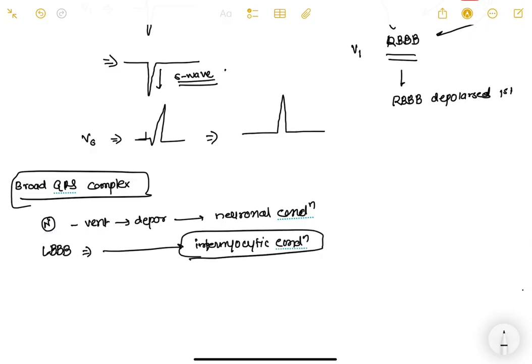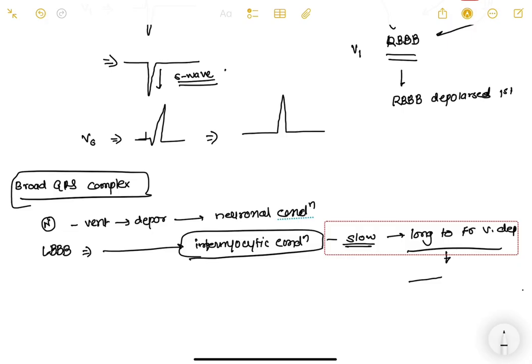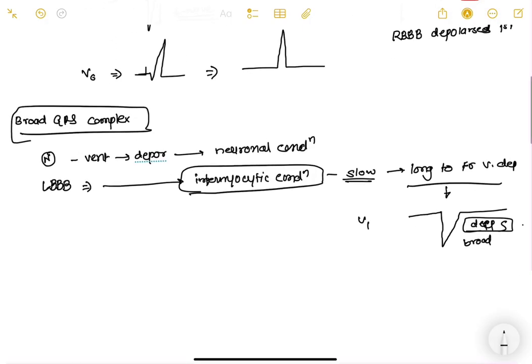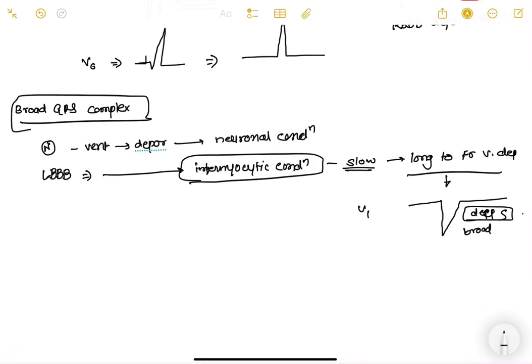Now this intermyocytic conduction is very slow. So there is a longer time for ventricular depolarization. This will reflect in ECG as a broad QRS complex. So in V1 we will get a broad and deep S wave. Why is there a deep S wave? Because the time required for ventricular depolarization is longer. So we get a broad QRS complex and deep S wave.